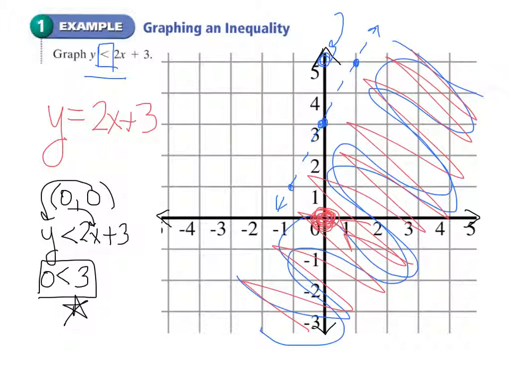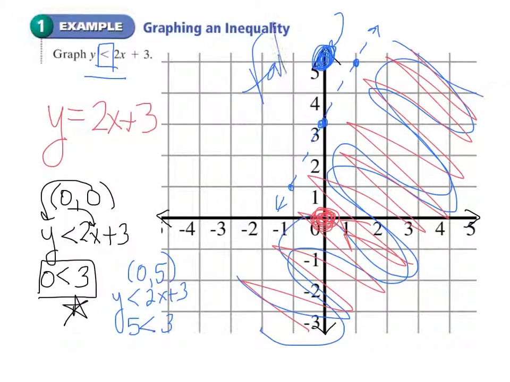So if you plugged in 0, 5 to y is less than 2x plus 3, that would give us 5 is less than 2 times 0, which is 0, plus 3. You're going to get 5 is less than 3. 5 is not less than 3. So this point up here, this 0, 5, is the false side, which means you would shade the true side. So you have to figure out which side is true and which side is false. If you plug something in and it's true, then that's the true side. If you plug something in and it's false, then the other side is true.